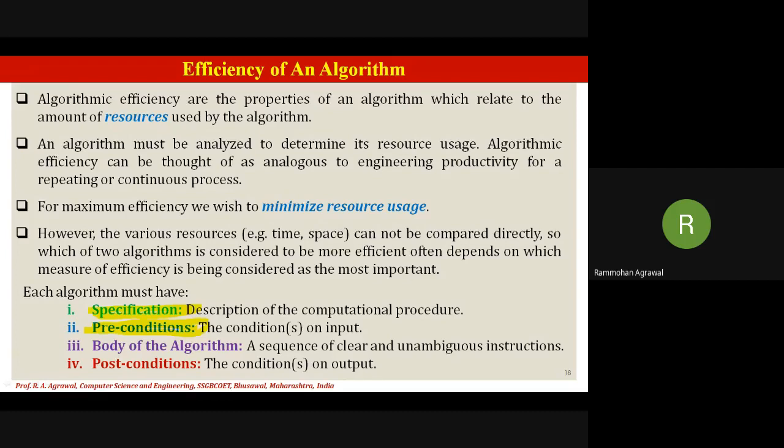And the post conditions: what is required in the output, the conditions required on the basis of performing input and output. That is the post condition. So each algorithm must have first a specification, then a precondition, the body of the algorithm, and the last one is the post condition. When a user follows these four steps, then we can say that the algorithm is an efficient algorithm.